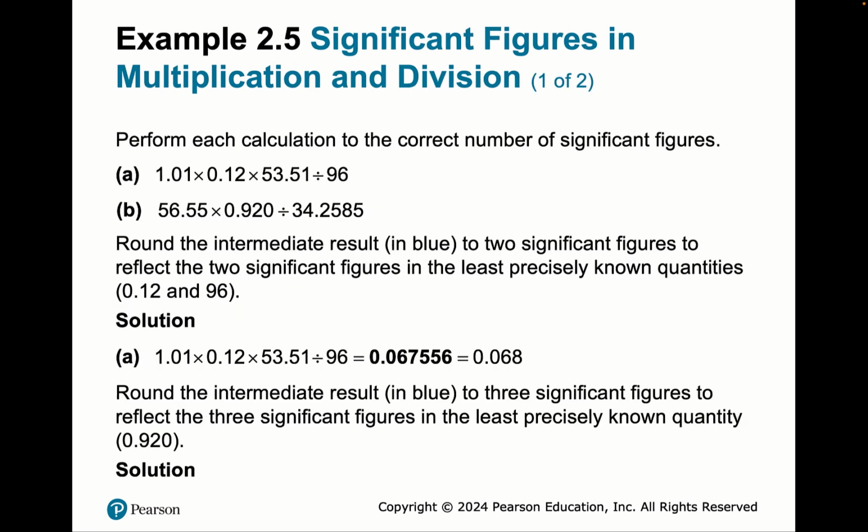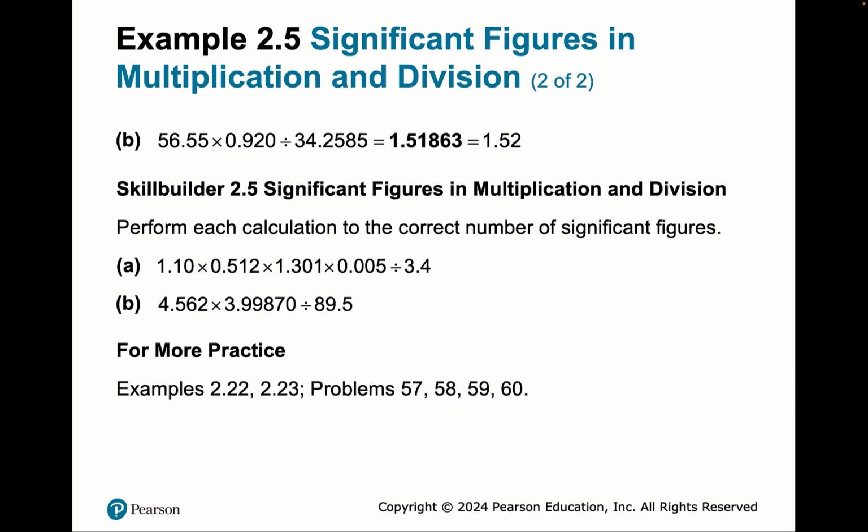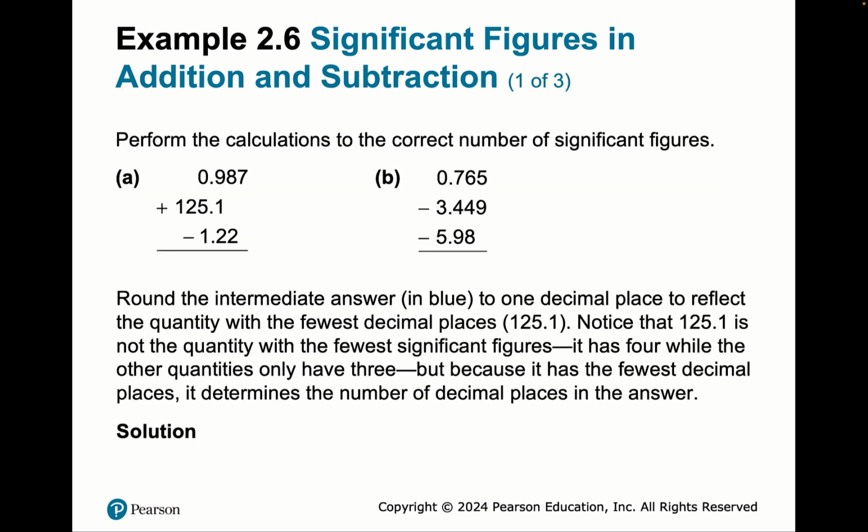Let's do multiplication and division. So you do the operations from left to right, and then you bring it to the lowest number of sig figs. So for this operation, you run it over, and you put the answer to 2 sig figs. And for B, throw it in your calculator and then do it to 3 sig figs, because the 0.920 is 3 sig figs. And do that for each of those.